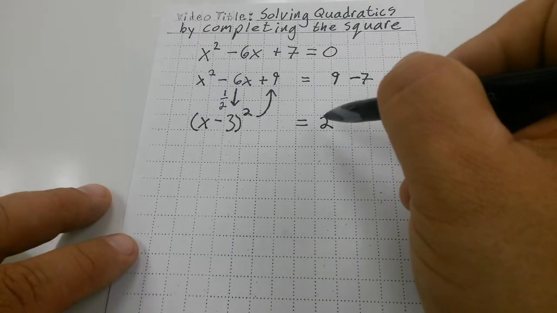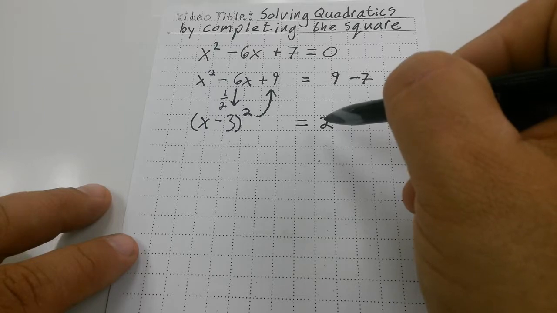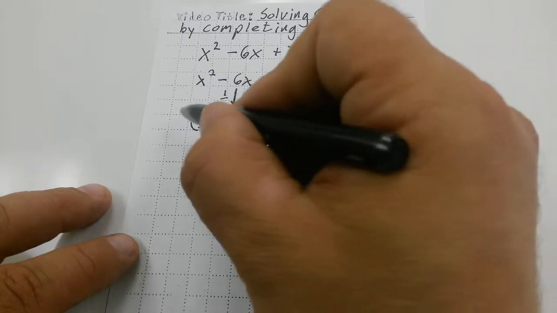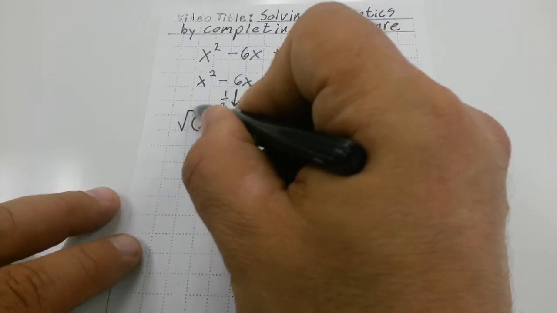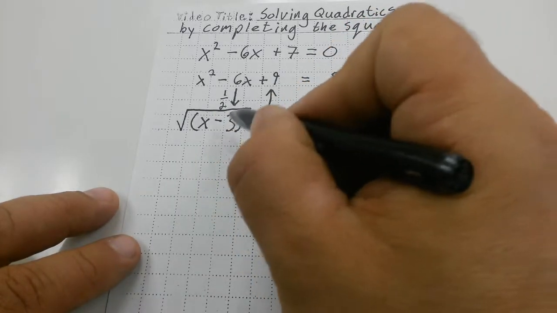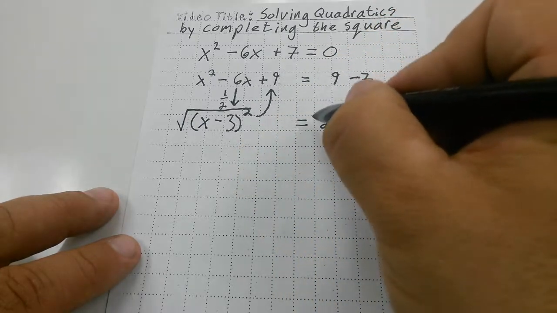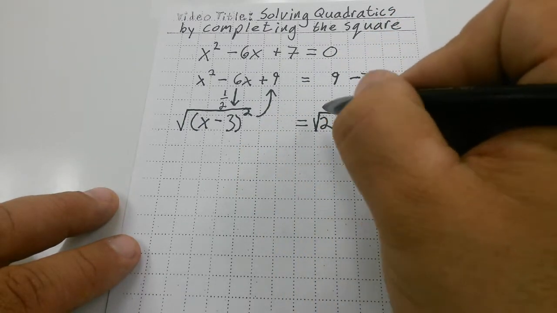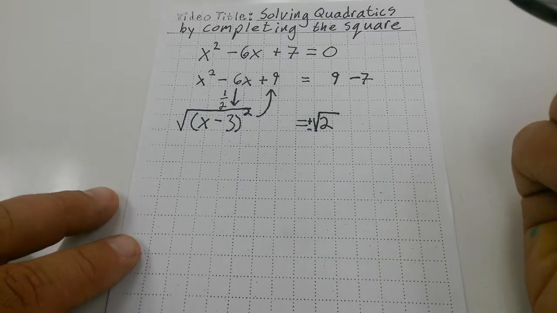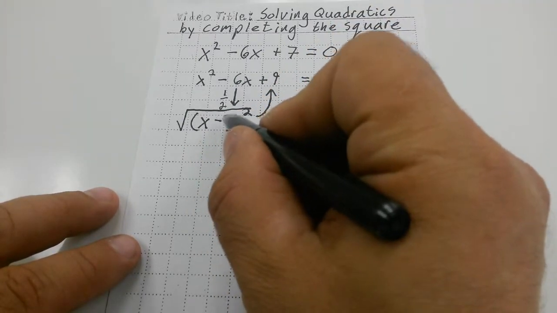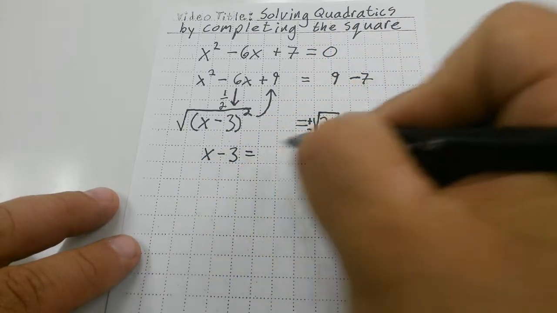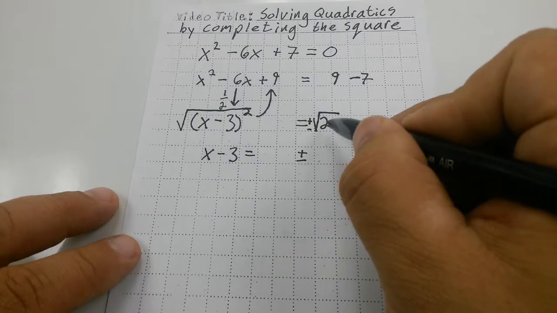Now, I'm solving it. I'm not finding the vertex. So what I need to do now is isolate the x, which is take the opposite of squaring a number, which in this case is square rooting a number. When I square root this quantity squared, it gets rid of everything. So when I square root this side, I have to square root the right side as well. And when you square root both sides, you have to add a plus minus. As I said before, that square root takes care of that square, and that's just going to leave me with x minus 3 equals plus or minus the square root of 2.